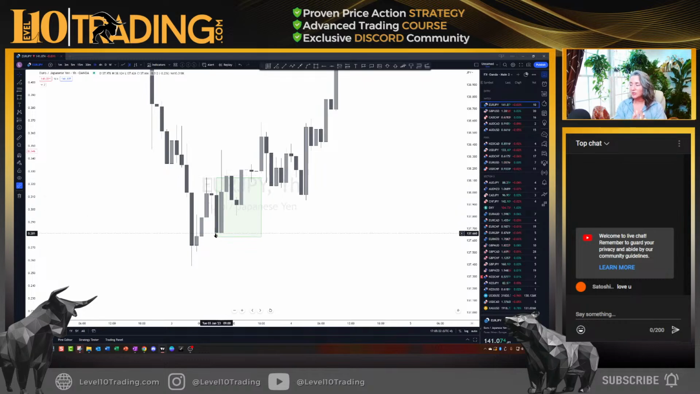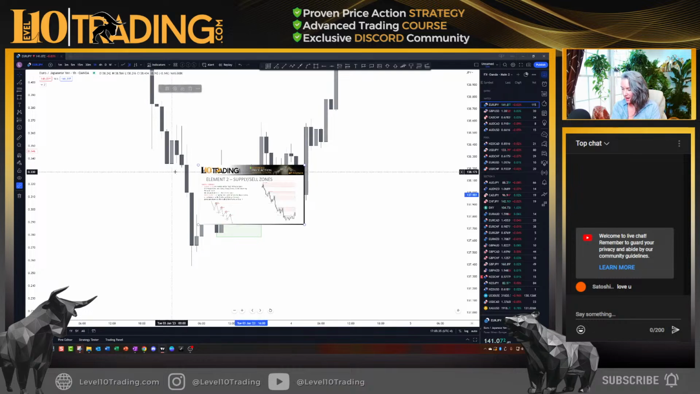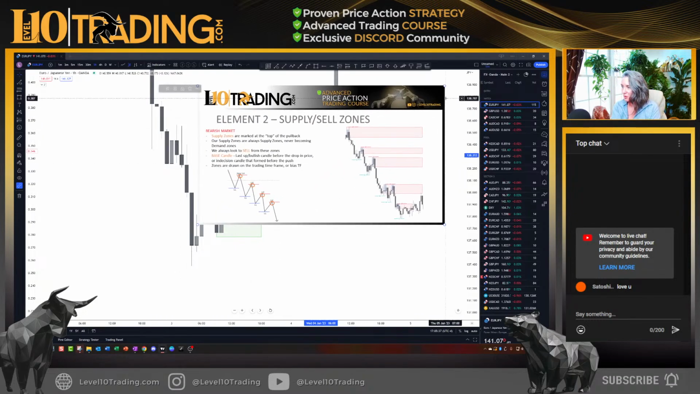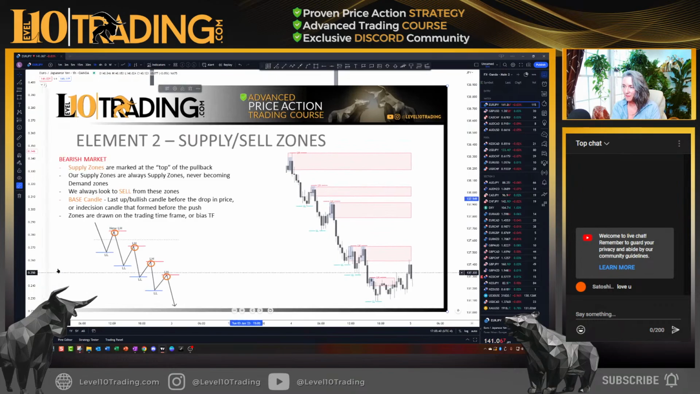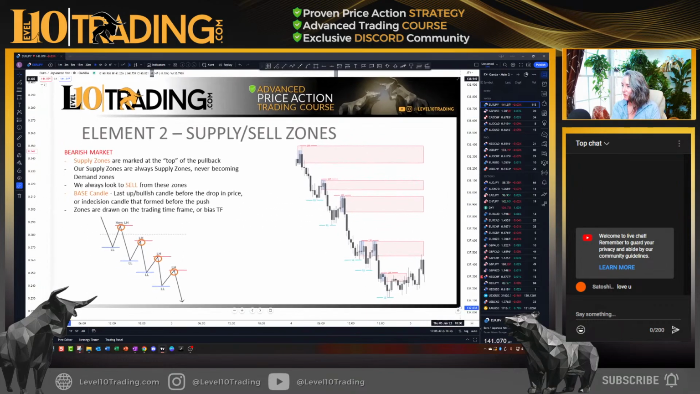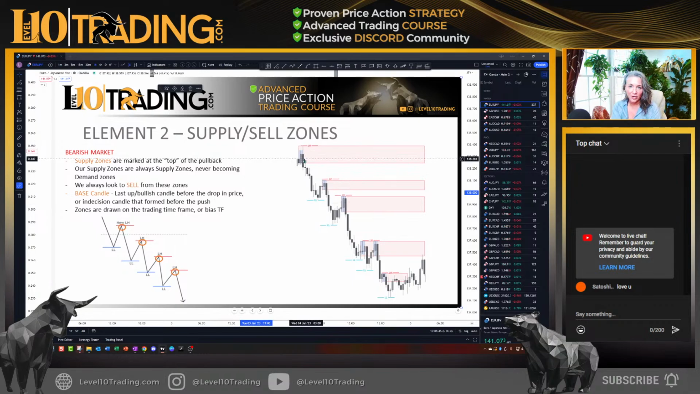It is usually, I have the rule, let me pull my slide real quick. I think it's number, let's see, 19, sorry. I have the rule where every single, this is a slide from the advanced course, so every single pullback, and sorry, I pulled the one going to the downside, but every single pullback has a base candle or a base that I use to establish where my zone is drawn.